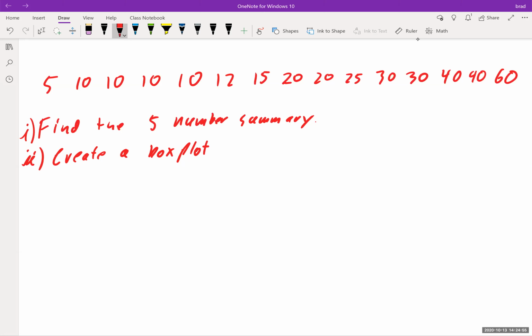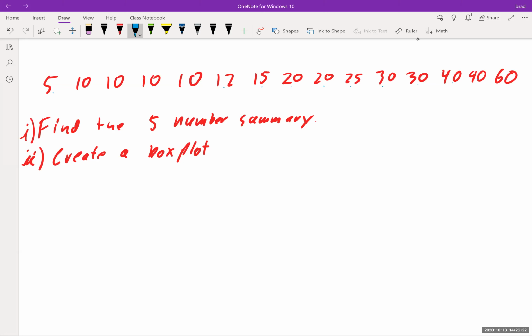Now notice they're arranged in order, which is good because in order to find this, we need to first find the median. So what I always do when I'm doing these is I find the median first, okay? So let's see how many values there are. 1, 2, 3, 4, 5, 6, 7, 8, 9, 10, 11, 12, 13, 14, 15. Okay, I just wanted to make sure I copied it correctly.